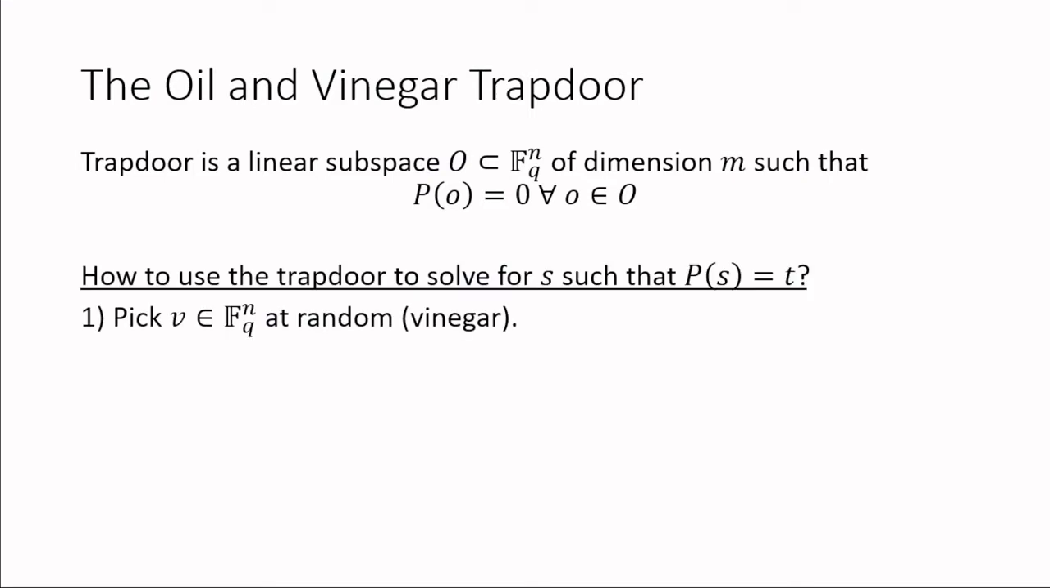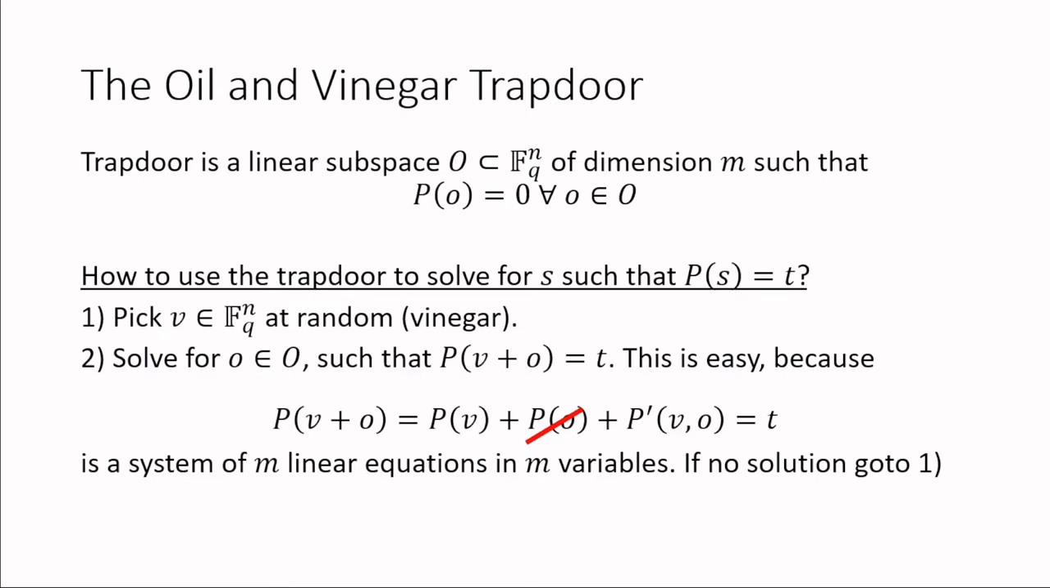If you know such a space, then it turns out that it's easy to compute preimages. How do you do that? Well, the first step is to just pick a random input. This is called the vinegar vector. And then you solve for a vector O in your oil space such that P of V plus O is equal to your target.